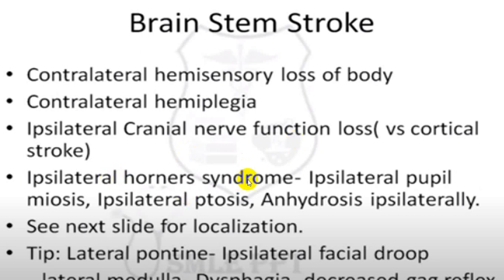Ipsilateral Horner's will be very commonly seen if there is damage causing what we call lateral medullary syndrome. Ipsilateral Horner syndrome, with ipsilateral pupil involvement like miosis, ipsilateral ptosis, anhidrosis, etc. This will be peculiar in Horner's. And in lateral pontine damage, you will have ipsilateral facial nerve involvement, and along with that you can have the medullary nucleus involved, that is 9th and 10th cranial nerve, producing dysphagia and absence of gag reflex on that side.